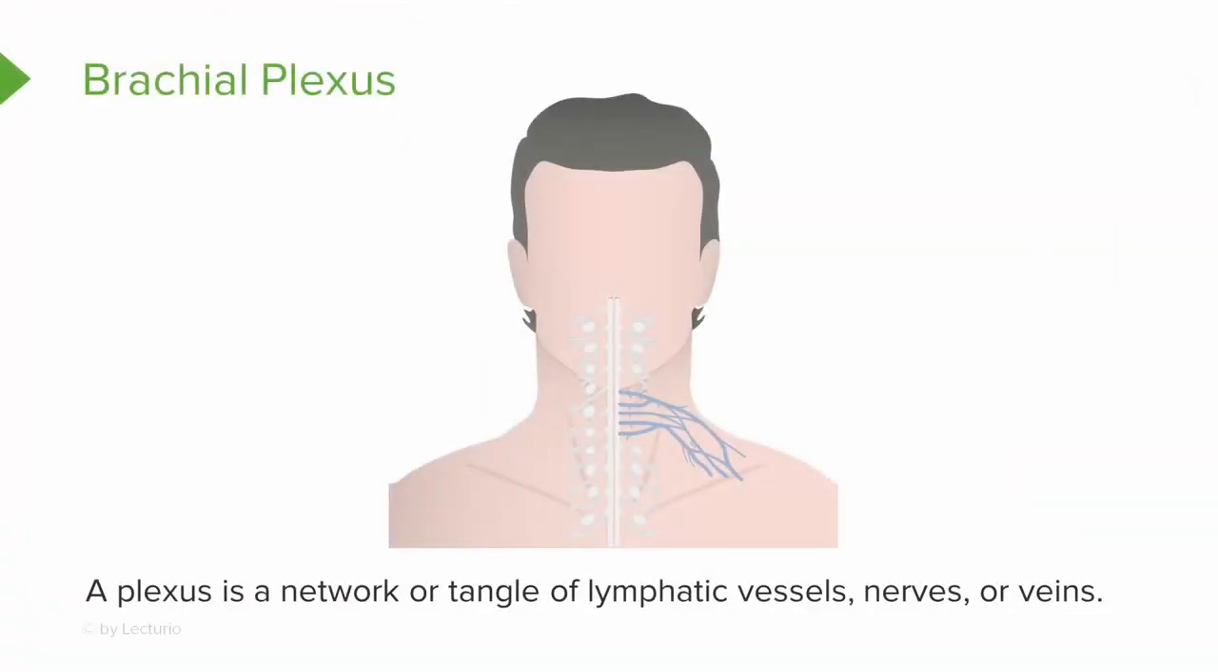The plexus is a network, or a tangle might be a better word, of lymphatic vessels, nerves, and veins. So when you hear healthcare providers refer to the brachial plexus, that's what they're talking about. It's a network or a tangle of lymphatic vessels, nerves, or veins.